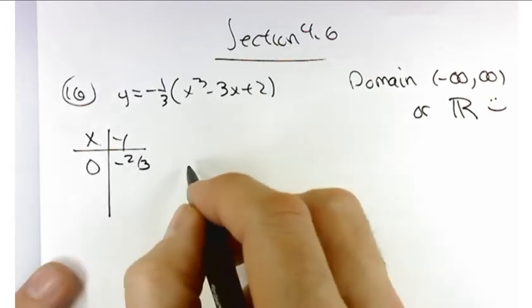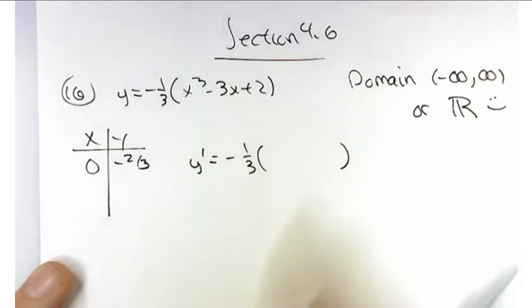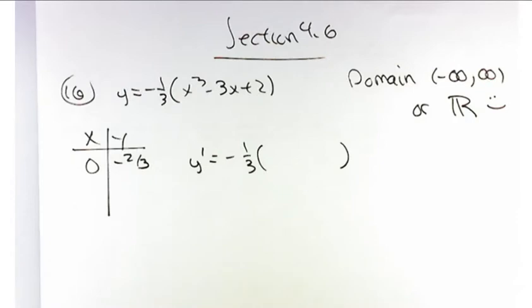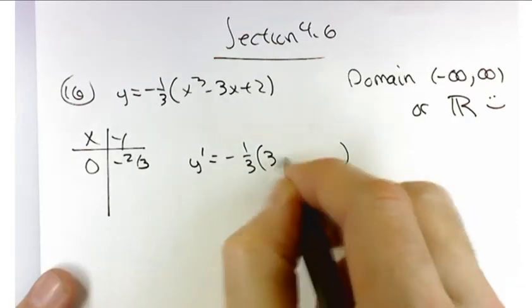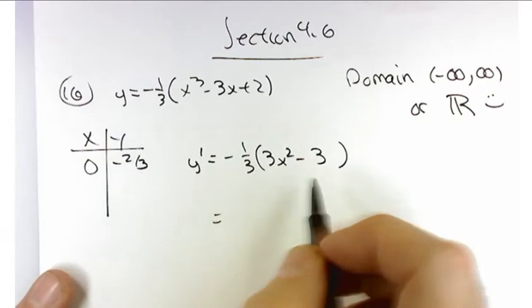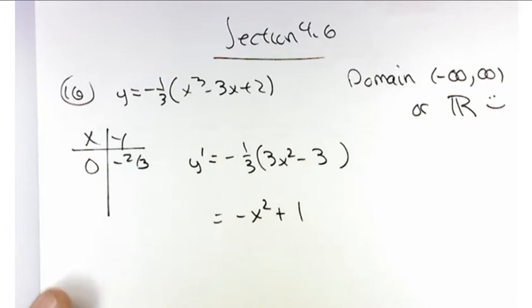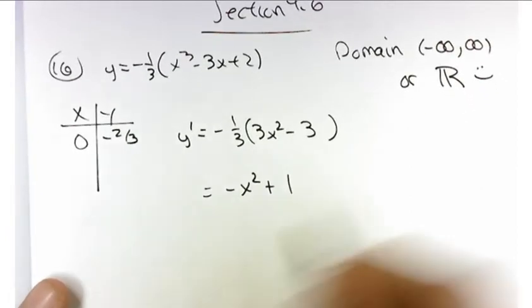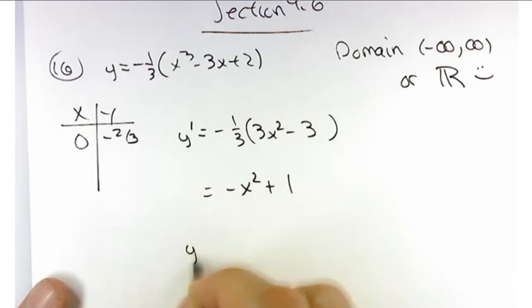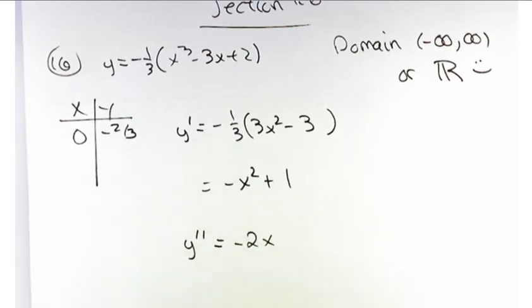So let's start by calculating the first derivative. Y prime is going to be negative 1/3 times what? 3x squared minus 3. Nice. And let's simplify that a little bit. If you distribute the negative 1/3, you'll get negative x squared plus 1. While we're at it in the mode of calculating derivatives, let's calculate the second derivative. What's the second derivative? Nice. Negative 2x.